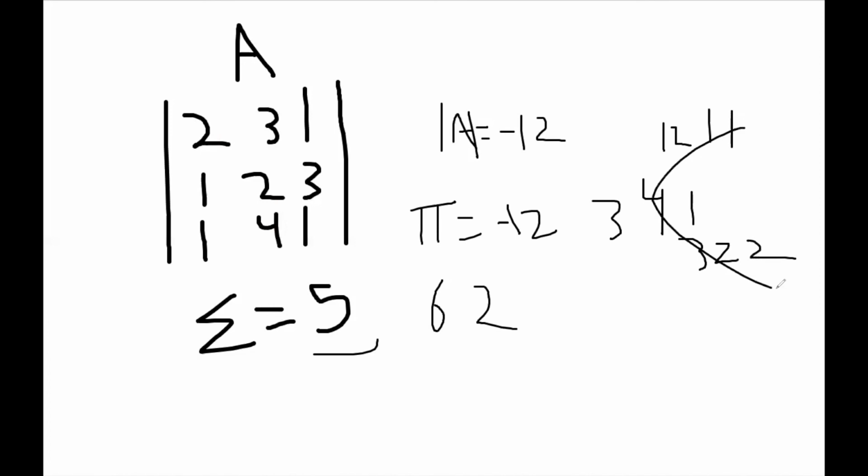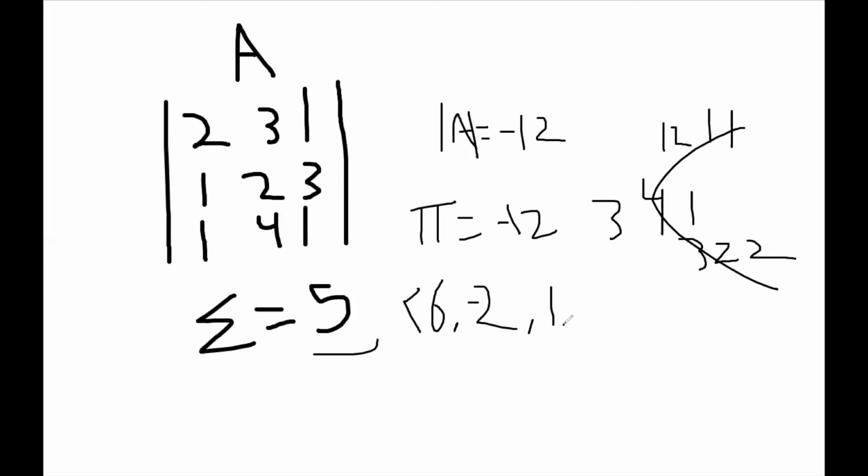For this one, though, the answer is actually something with 6 and 2, but we need to figure out which one is positive and which one's negative. Well, since we have 5, let's try 6 and negative 2. That gives us our product, but we still only have a sum of 4, so we just need to add 1, and that'll give us 5.